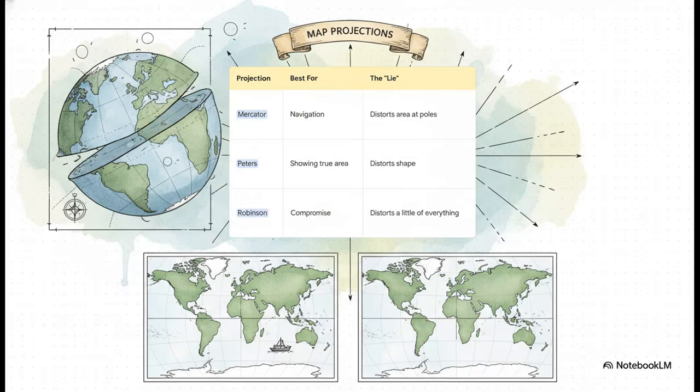There's a saying that every map tells a lie, and it's true. There's just no way to perfectly flatten a 3D globe onto a 2D piece of paper without messing something up. You have to distort either shape, area, distance, or direction. Take the Mercator map. Great for sailing, right? But it famously makes Greenland look as big as Africa, which is not even close. So the big takeaway here is that choosing a map isn't just a technical decision. It's political. It literally shapes our perception of the world.